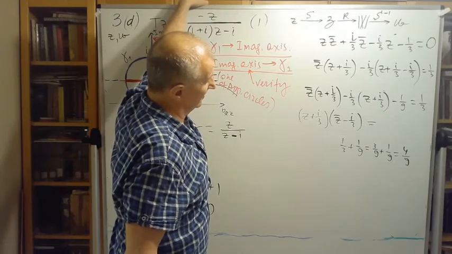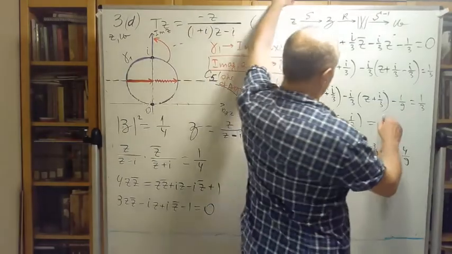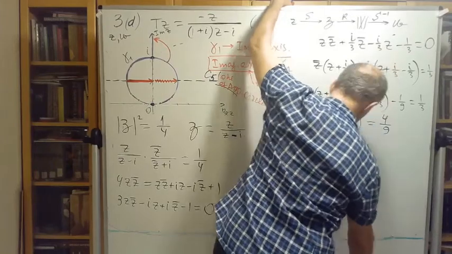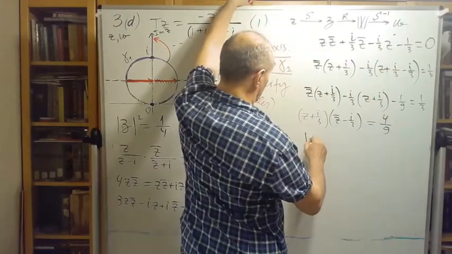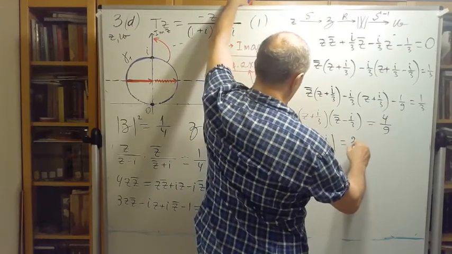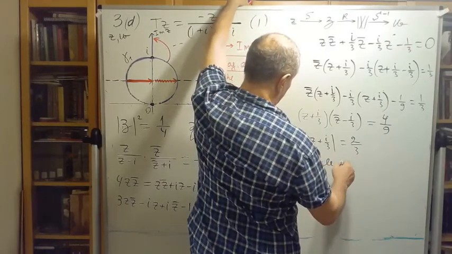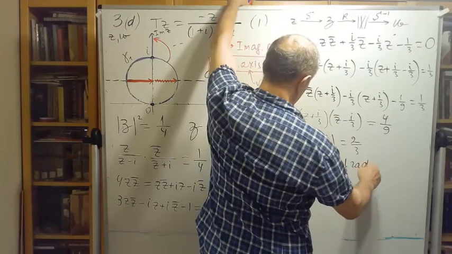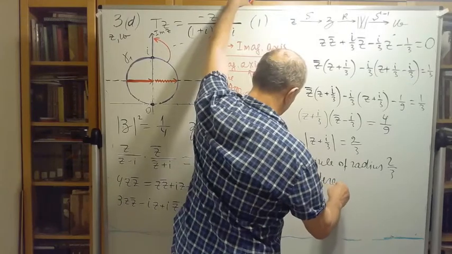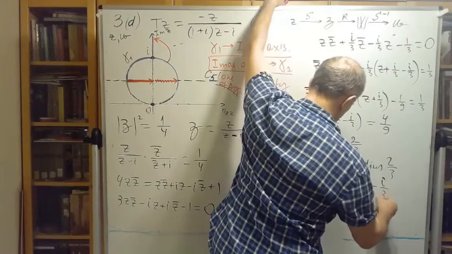1/3 plus 1/9 will be 3/9 plus 1/9. It will be 4/9. Or it will be modulus of z plus I over 3 equals 2/3. So a circle of radius 2/3 centered at negative I over 3.